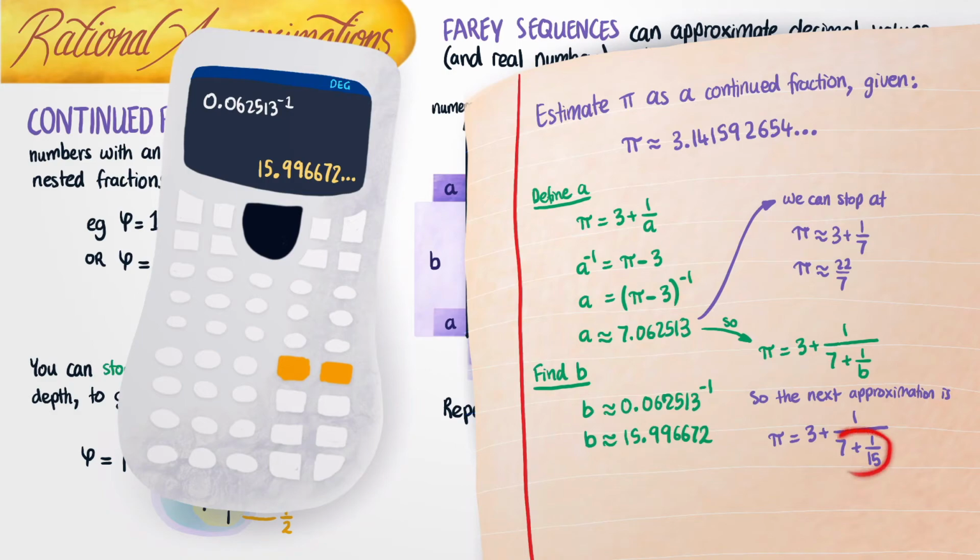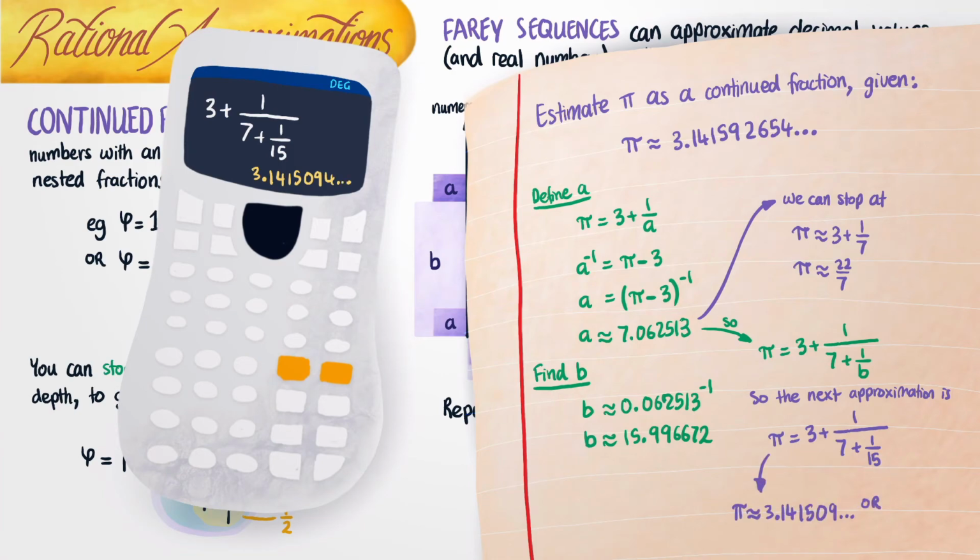Now we can simplify the fraction at the bottom, and then we can simplify the whole fraction all the way to the top. But instead, I'm just going to plug it into the calculator to give you the answer. So we can see this time that the approximation is even better. This time we have an approximation of 3.1415094. That's correct all the way up to here, and then it starts to go wrong after this point.